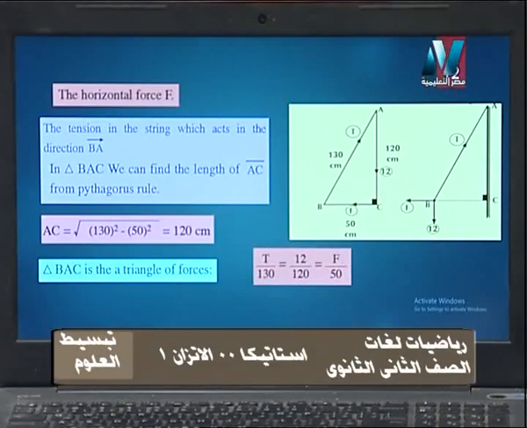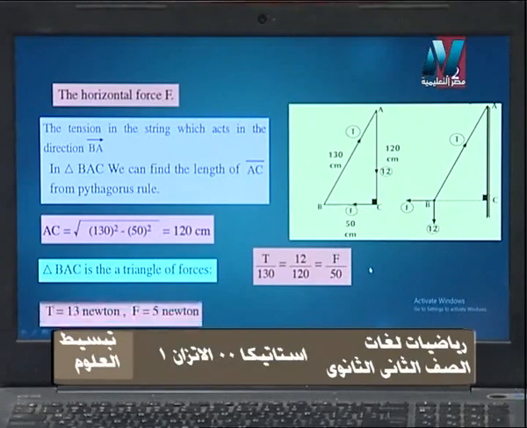So when we apply the rule, which is the triangle of forces, T over 130. What is T here? Here T is the tension. We divide it over 130, which is the length of AB, equals 12, the weight, over AC, which is equal to 120 centimeters, equals F, this horizontal force which affects the body, over the length of CB, which is 50. So T will be 13 Newton and F equals 5 Newton.